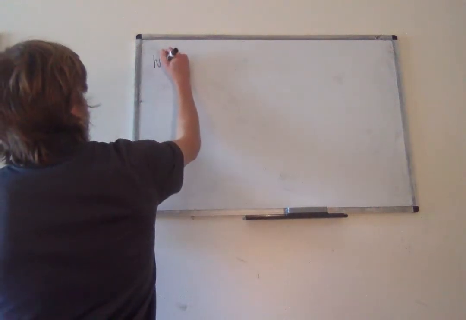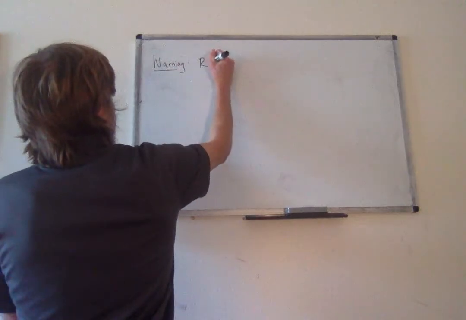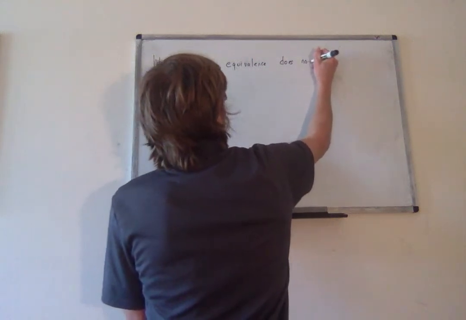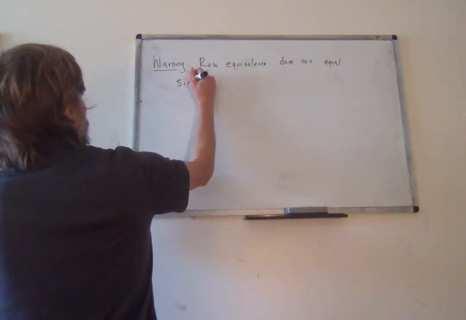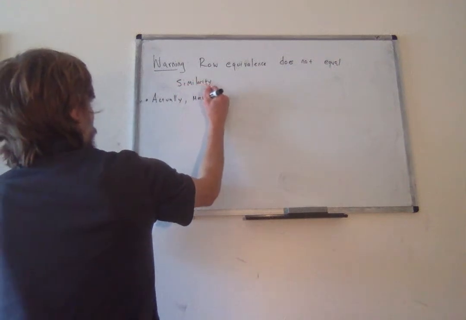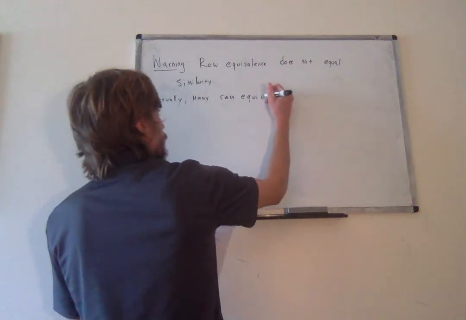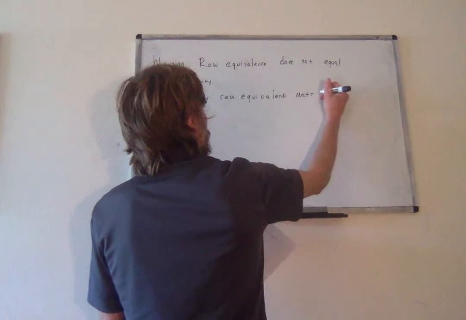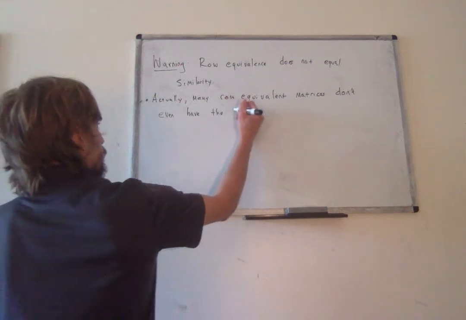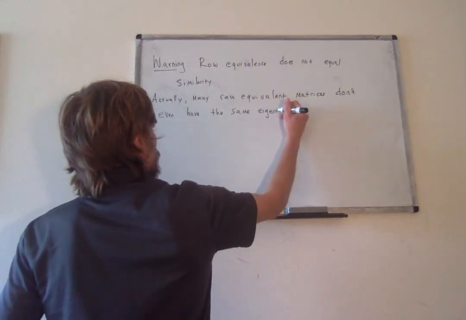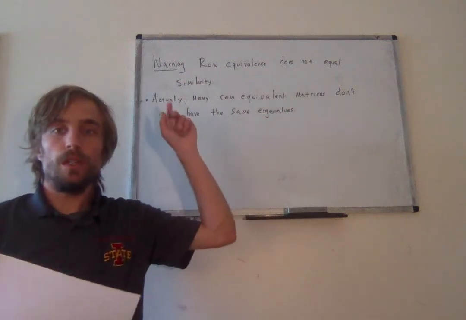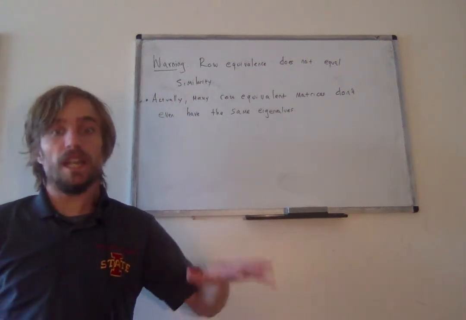And so I'll give you one more example, that row equivalence does not equal similarity. And actually, many row equivalent matrices don't even have the same eigenvalues. So not only do we not guarantee similarity between row equivalent matrices, oftentimes row operations will specifically change the eigenvalues of a matrix.